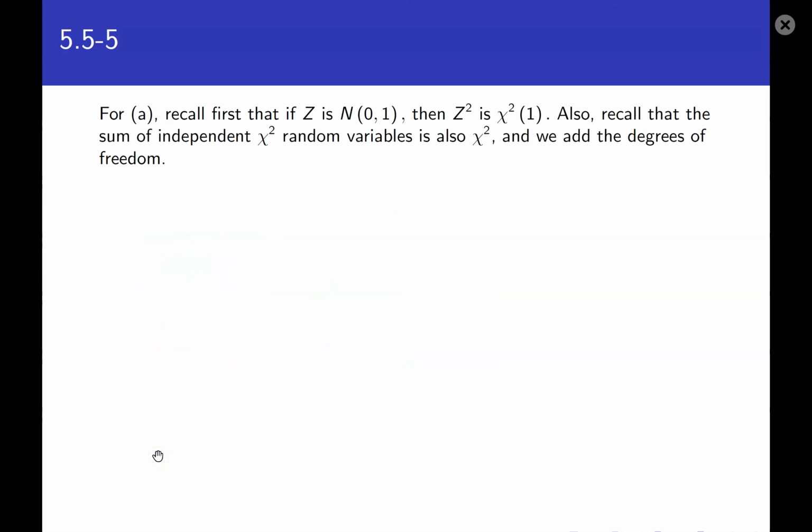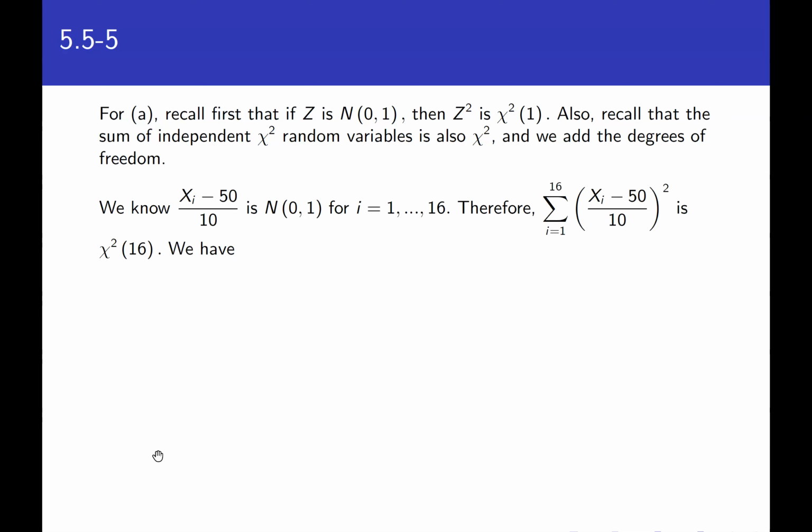For part A, remember, just like we talked about in the previous video, that if you have a standard normal random variable, then the square of that is a chi-square on 1 degree of freedom. And if you take the sum of independent chi-squared random variables, you still get a chi-squared and you add the degrees of freedom. Inside part A, we have X_i minus 50, the population mean. If we divide that by 10, which is the standard deviation in this case, we know that's going to be normal 0, 1. That's how we standardize an arbitrary normal distribution: we subtract off the mean, then divide by the standard deviation.